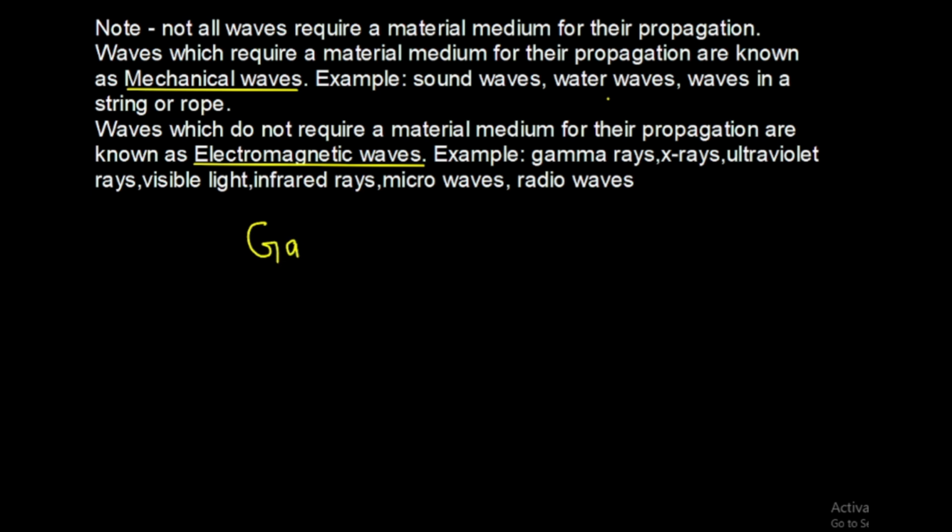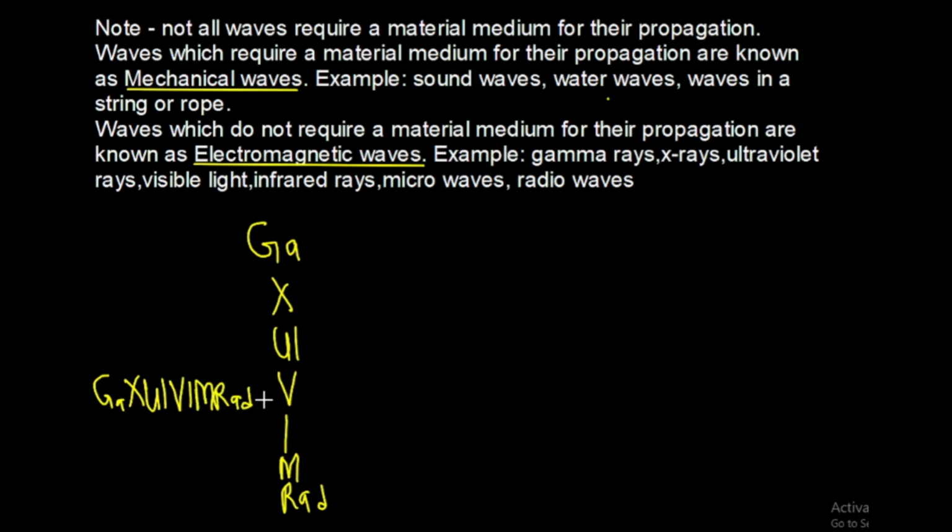We have what we call the Ga, Zol, Vim, Rad. Alright, simply written as Ga, Zol, Vim, Rad. So this is a simple acronym we can use to memorize the electromagnetic waves.